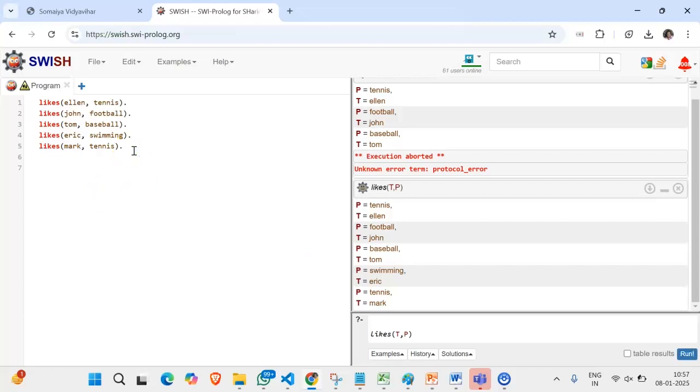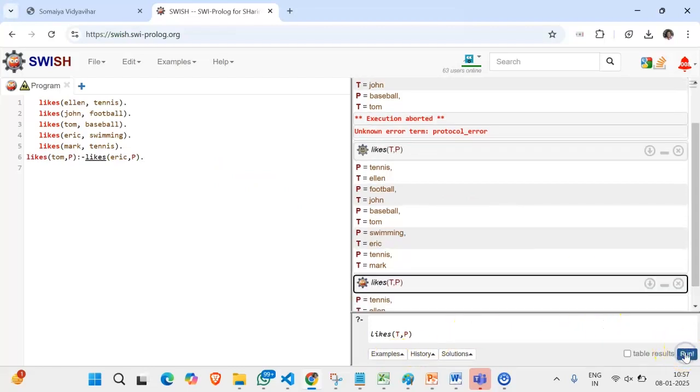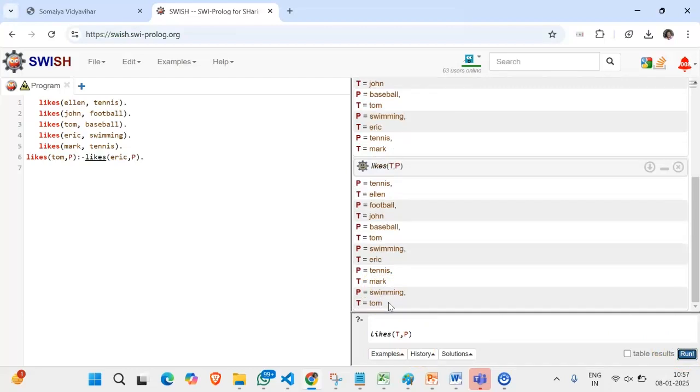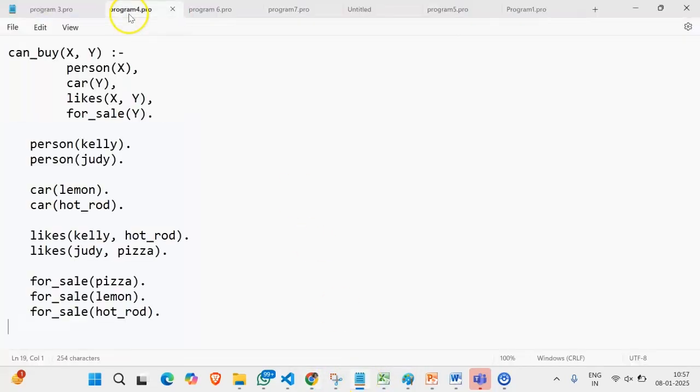How about I write a rule over here? Let us say Tom likes P if Eric likes the same stuff. A full stop. And now run the program again and get all the answers for them. Earlier Tom did like baseball, and now Tom likes swimming as well because Eric likes swimming. You can execute any other program.